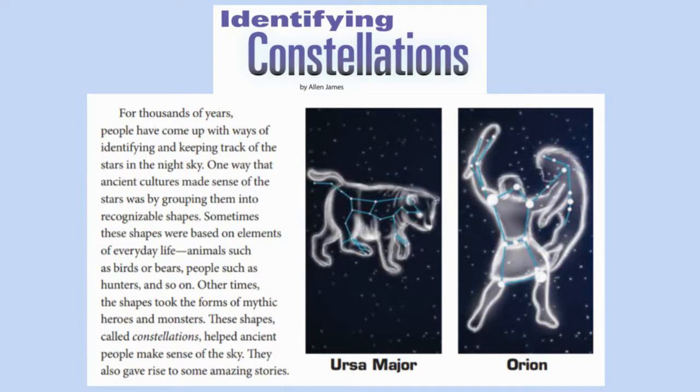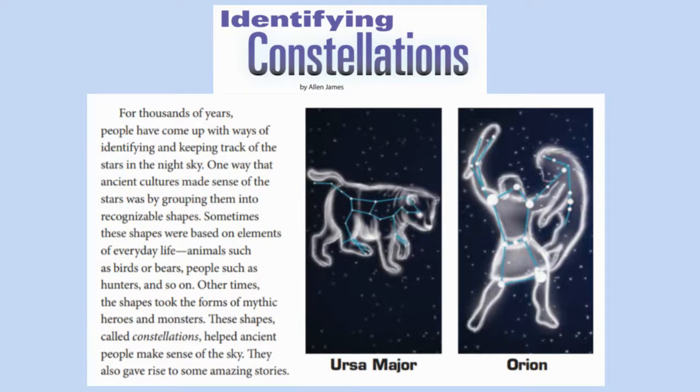Sometimes these shapes were based on elements of everyday life, animals such as birds or bears, people such as hunters, and so on. Other times, the shapes took the forms of mythic heroes and monsters. These shapes, called constellations, helped ancient people make sense of the sky. They also gave rise to some amazing stories.